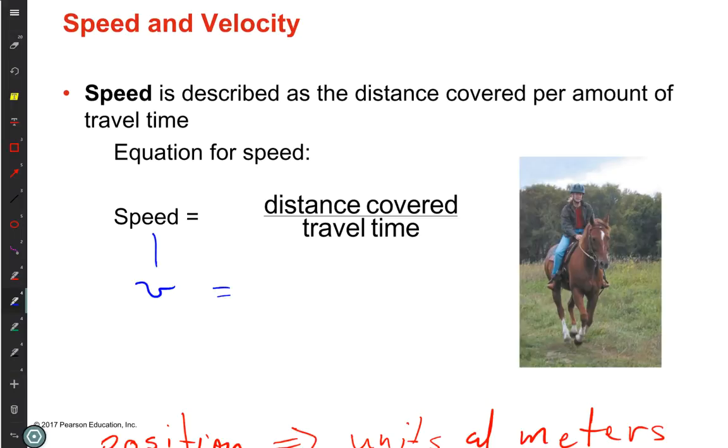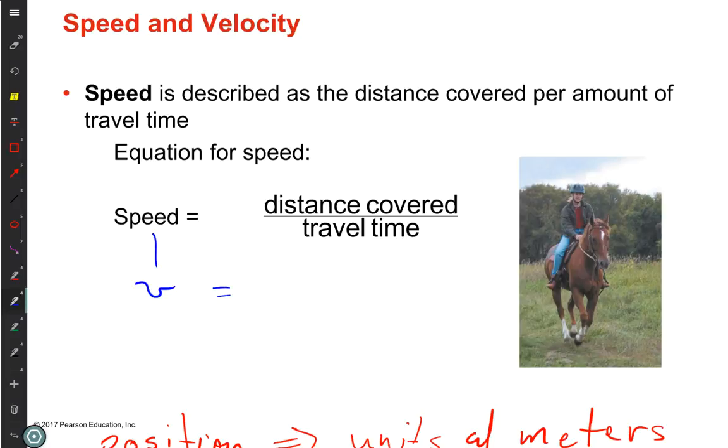Speed is how fast you're traveling. Velocity is how fast you're traveling and the direction you're traveling. So when I'm walking away from this, I have a speed of, let's say, 3 meters per second, and I have a direction of that way, which would be north. And so my velocity is 3 meters per second north, while my speed is just 3 meters per second. So that's the difference in velocity and speed.